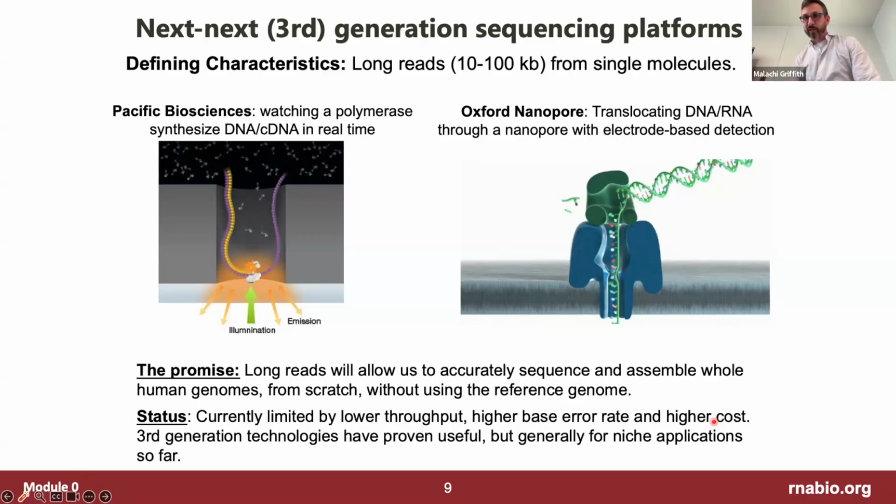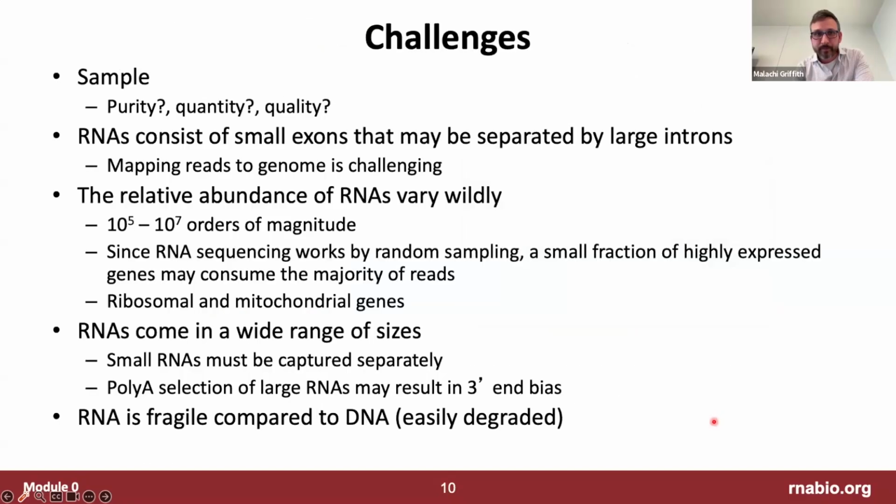It still remains a little bit challenging from a throughput perspective. So you generally get less data, even though the reads are longer, and it costs more. And there are some per base quality issues. But they've really come a long way and they're starting to get quite exciting for transcriptome analysis.